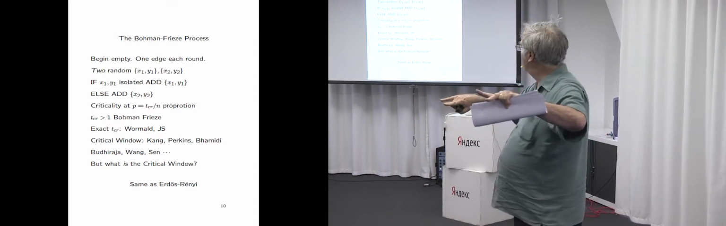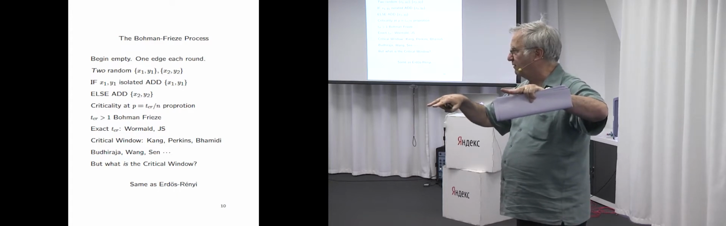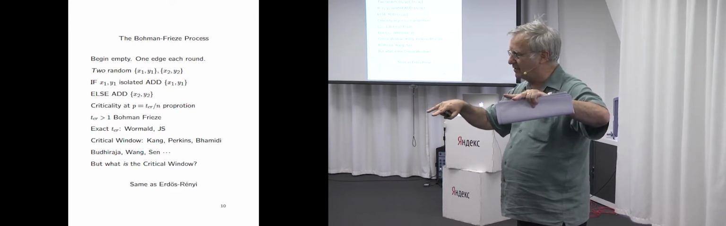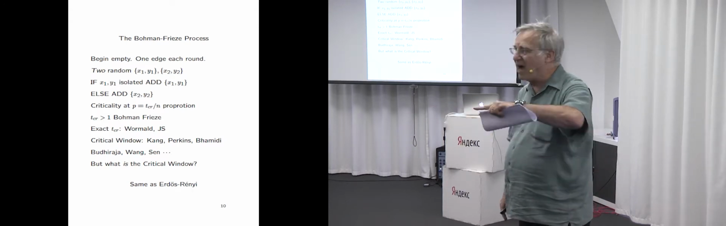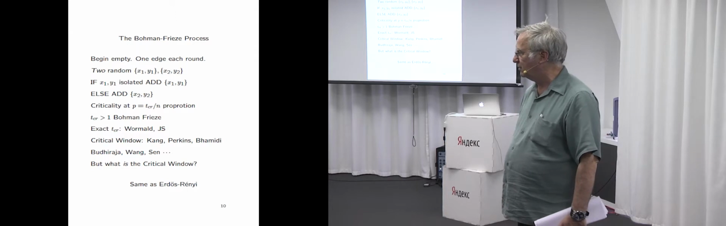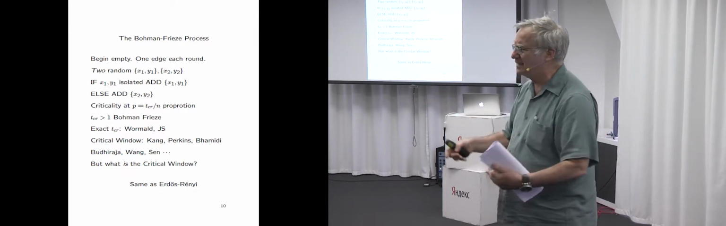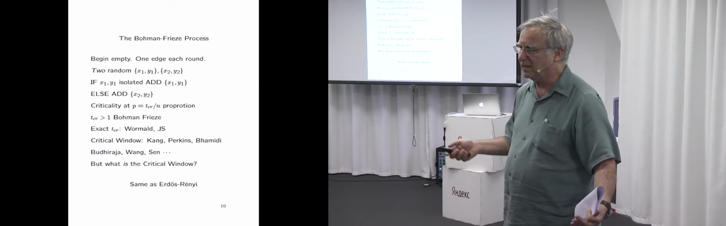Randomly, two edges, x1, y1 and x2, y2, are generated. You look at x1, y1. If x1 and y1 are isolated, then you take that edge. And if not, you take x2, y2. There's no x3, y3. That's all you. So in a way, it's the simplest way to change Erdős-Rényi.